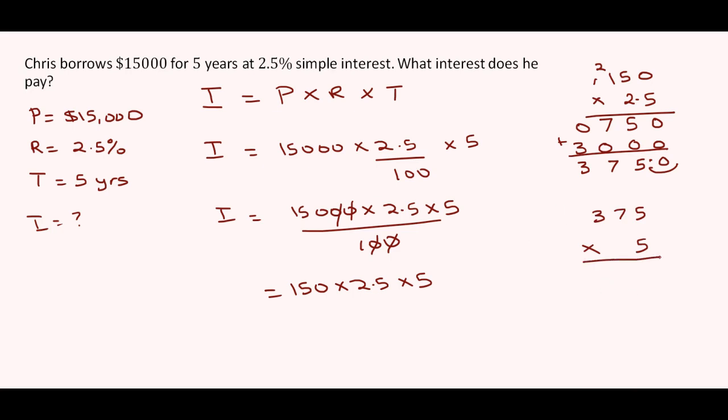by 5. So we have 5 multiplied by 5, we have 25. You write 5, you carry up a 2. 7 multiplied by 5, 35. Plus 2, we have 37. So you write a 7, you carry up a 3. 3 multiplied by 5, we have 15. Plus 3, we have 18. So this is going to give us 1875. Therefore, our simple interest is going to be $1,875.